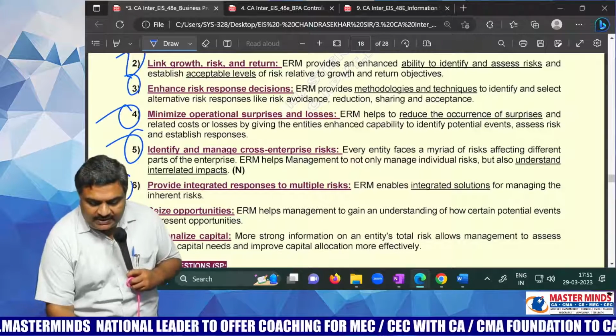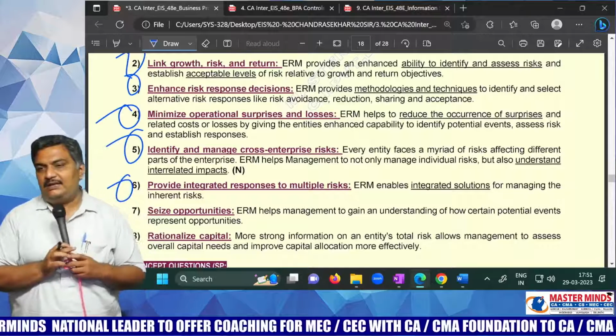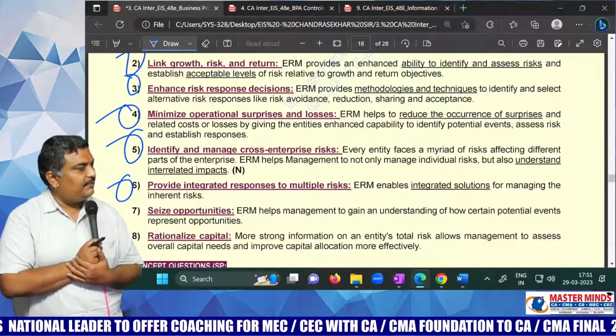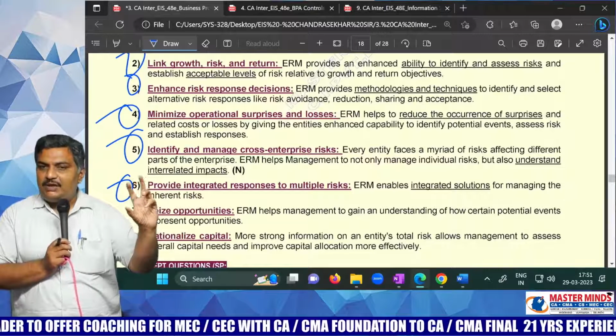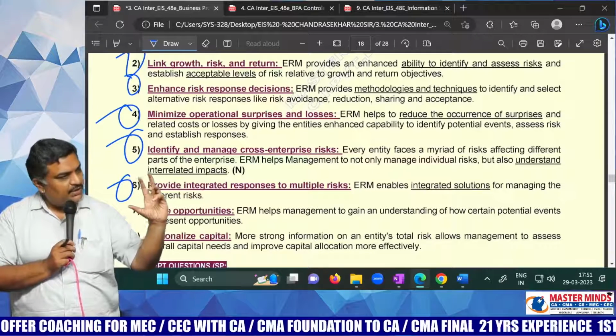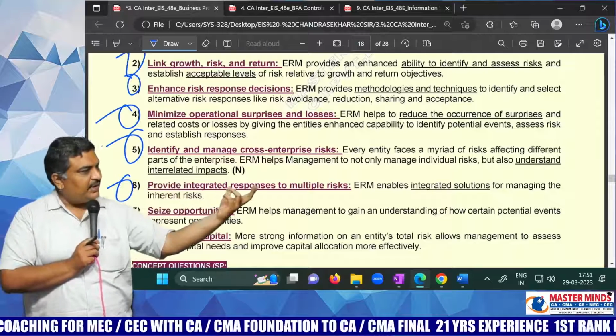And provide integrated response to the multiple risks. This is another important one. Integrated response means what? For example, if there is a risk, you need to analyze the risk from multiple dimensions. What is the environmental impact of that? What is the financial impact of that? What is the technological impact of that?